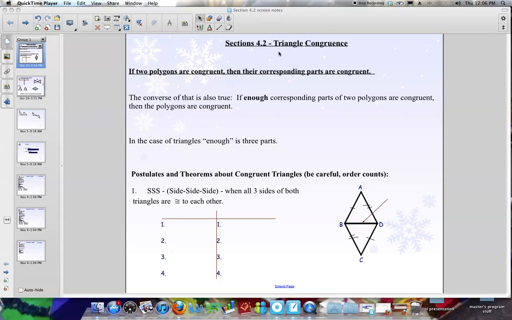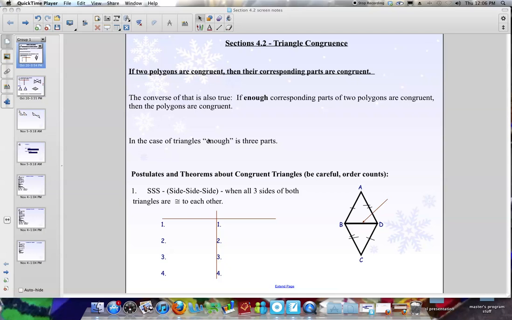Today's lesson is on section 4.2, triangle congruence. We learned in section 4.1 that if two triangles are congruent, then their corresponding parts are congruent. Today we are going to talk about the converse of that statement. So if the corresponding parts of two polygons are congruent, then the polygons are congruent. We are going to specifically be discussing triangles in this chapter.